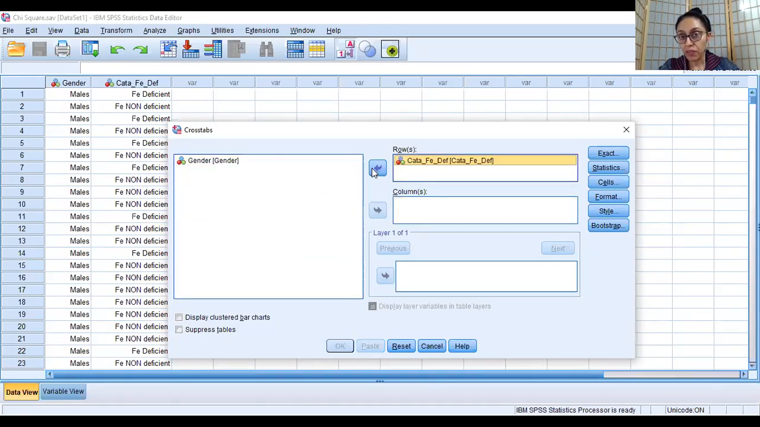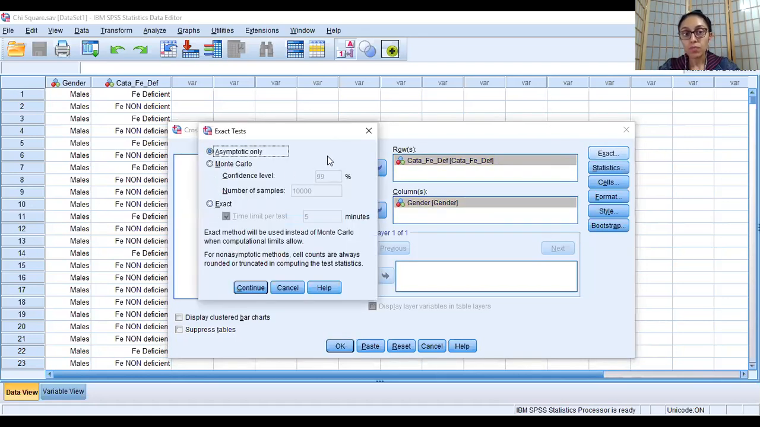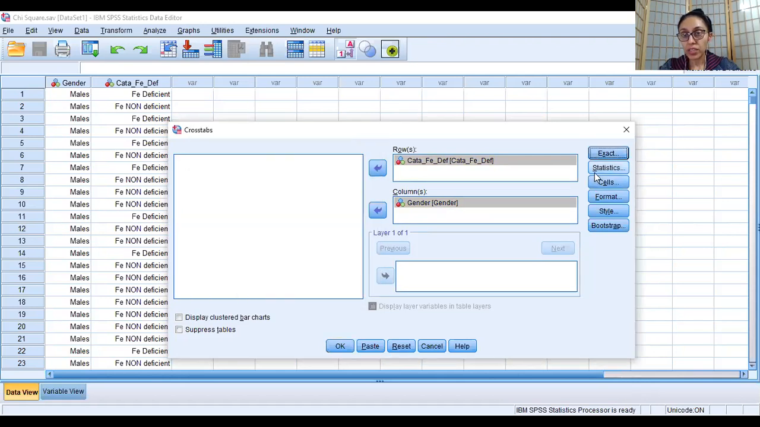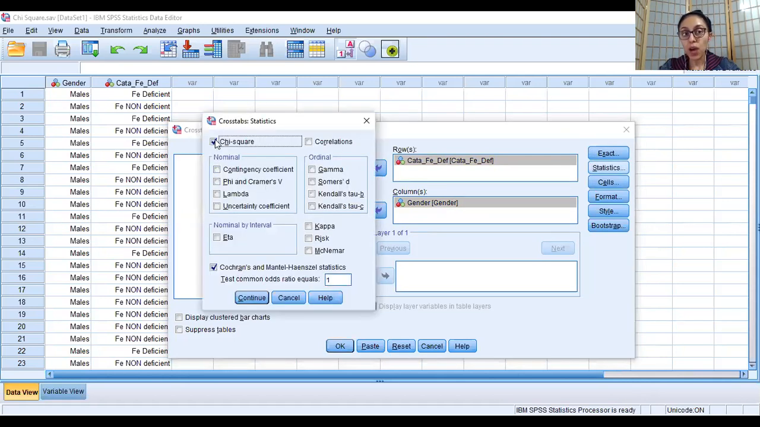So I take my iron deficient over here, I take my gender over here. All right, and then I don't do anything in the first extract. In statistics, you will have to take chi-square, and you have to take Cochran and Mantel-Haenszel test.